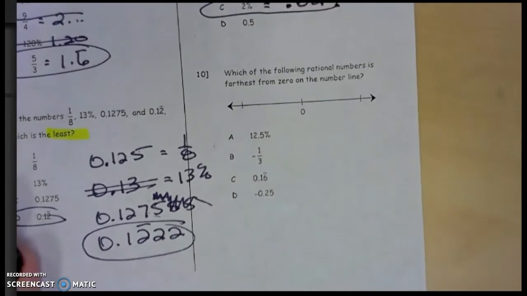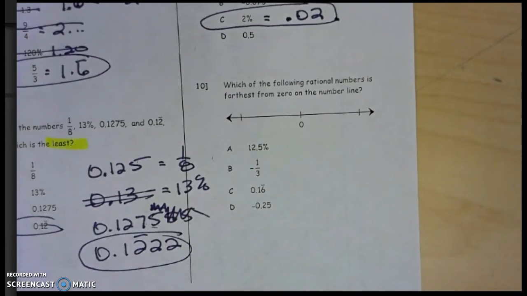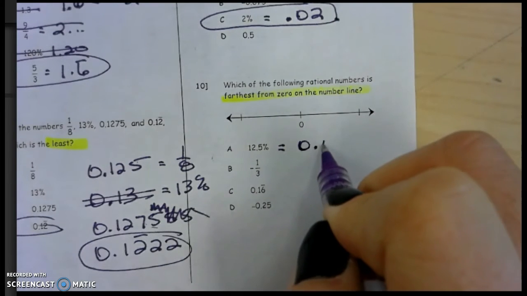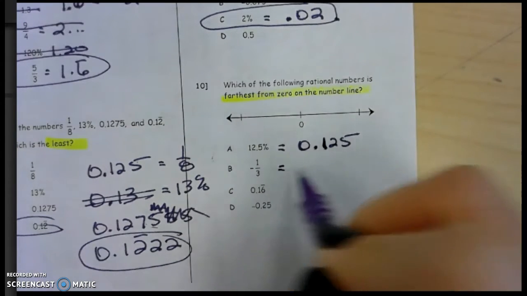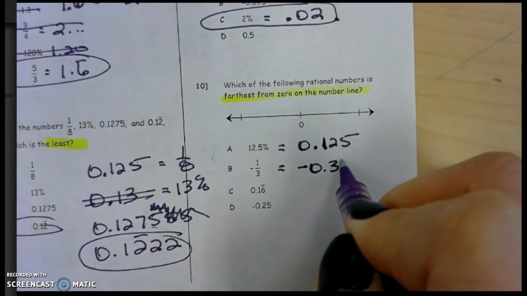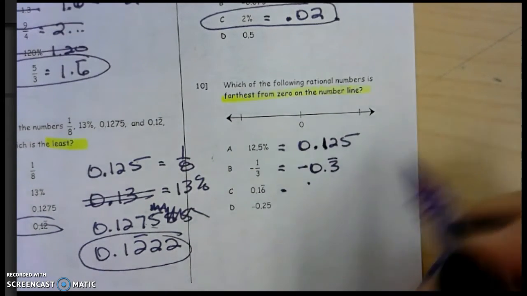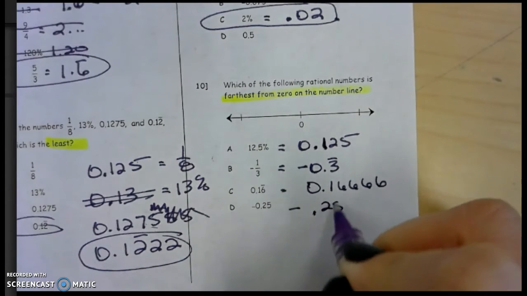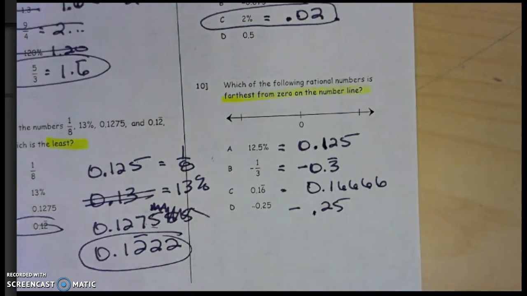Number 10. Which of the following rational numbers is the farthest from 0 on the number line? We've got 12.5%, which sounds big, but when you convert it to a decimal, it is 0.125. Negative 1/3 would be negative 0.3 repeating. And then, of course, the 0.16, if you extended it, the 6's would keep going. And then the negative 0.25. Now, we are talking distance from 0, so again, absolute value, you get to ignore the negatives. Which one is the farthest away? 0.1, 0.3, 0.1, or 0.2? Farthest away is going to be that negative 1/3. Okay, none of them are far, but that one would be the farthest.